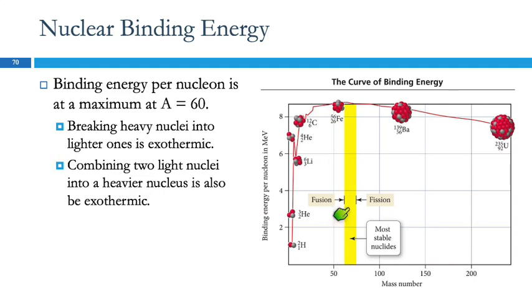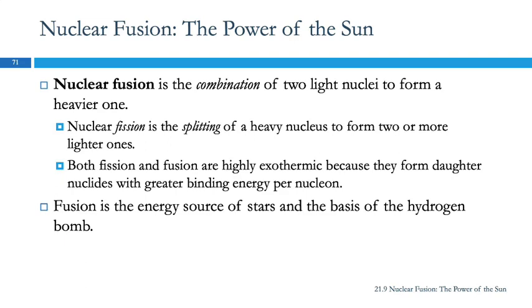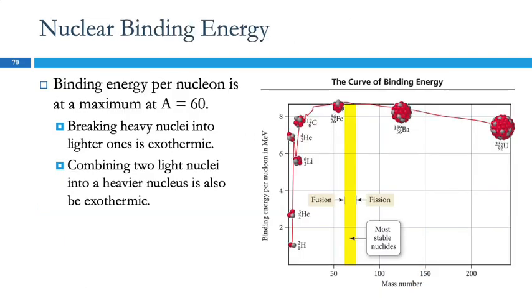And this region here is where we see the difference between, is this going to undergo fission or fusion? So things that are larger than this yellow band here are going to split, and things that are smaller can combine. So if we break two heavy nuclei into lighter ones, that's an exothermic reaction. If we combine two light ones into heavy ones, that's also an exothermic reaction.